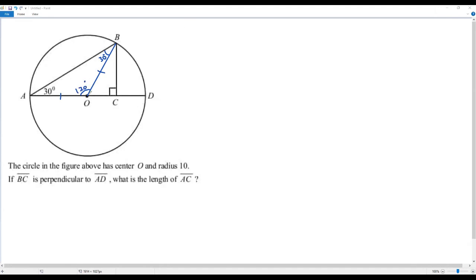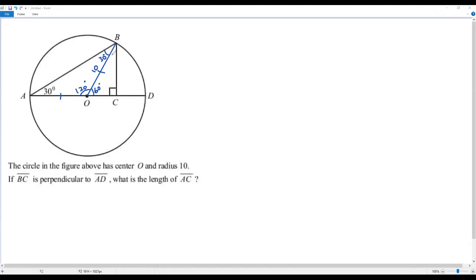And also the length of this line segment OB is 10. That is the radius of the circle. Let me mark it over here. Okay, now let's consider the angle measure we have over here, 120 degrees. Here we have 120. What is the measure of this angle? It has to be 60 because here we have the straight angle. The straight angle always measures 180 degrees. When this part is 120, then this part has to be 60 degrees.